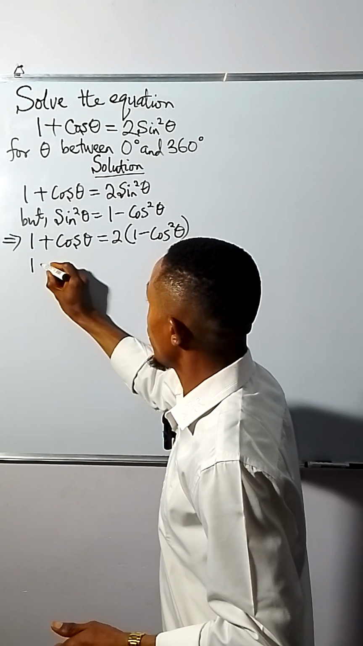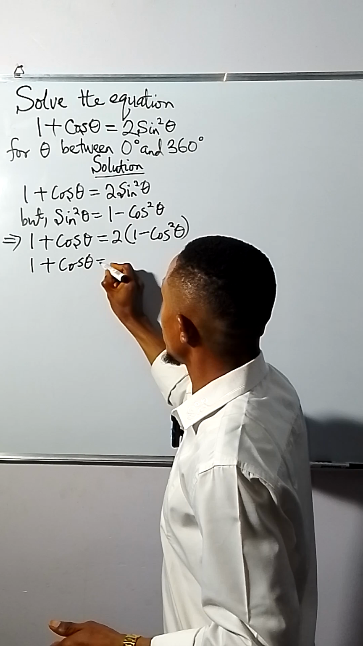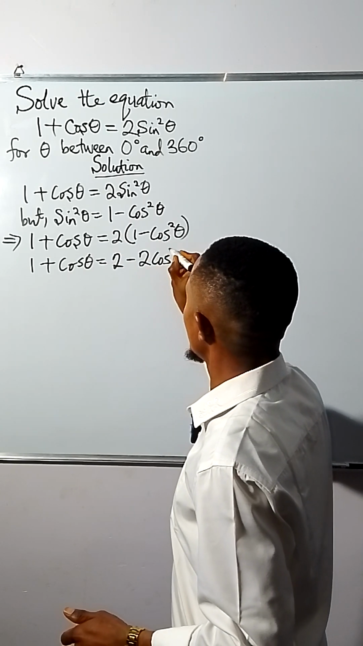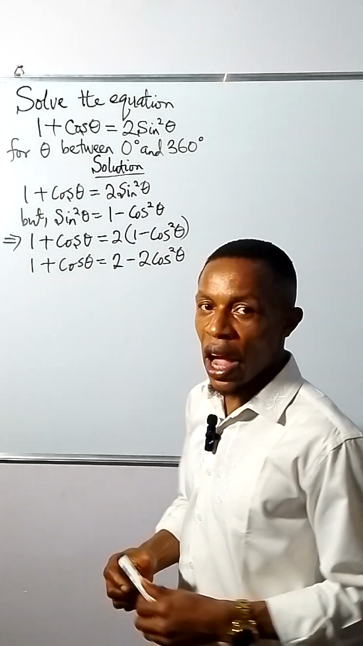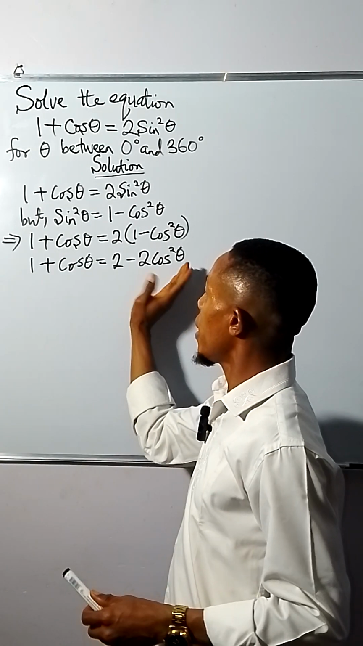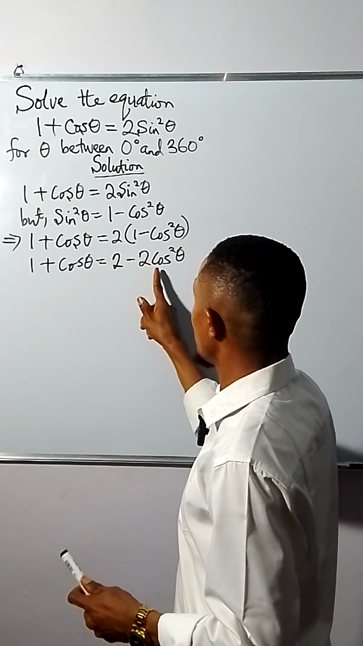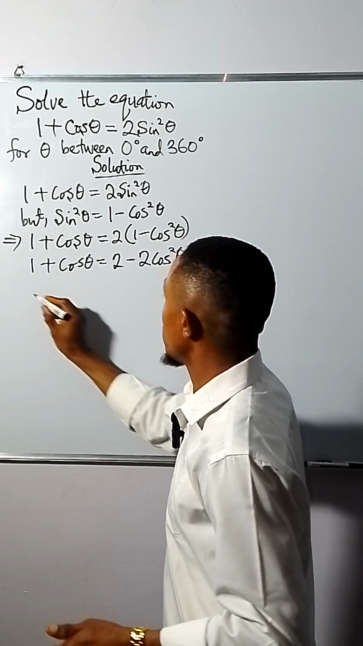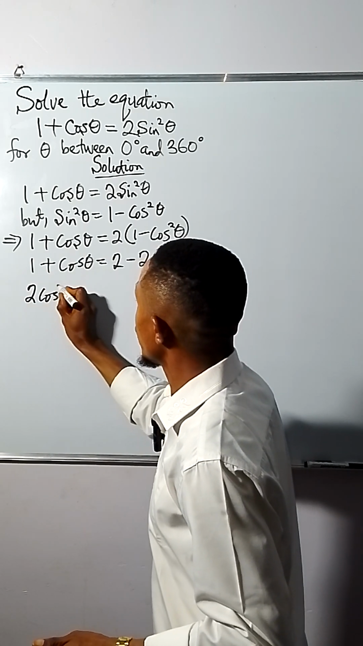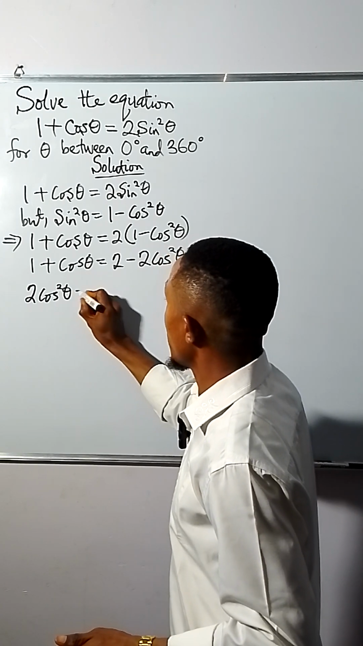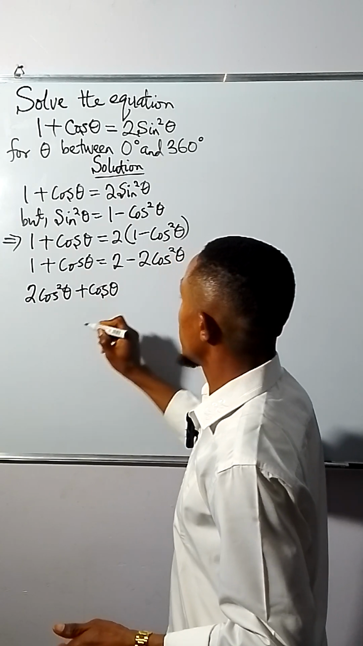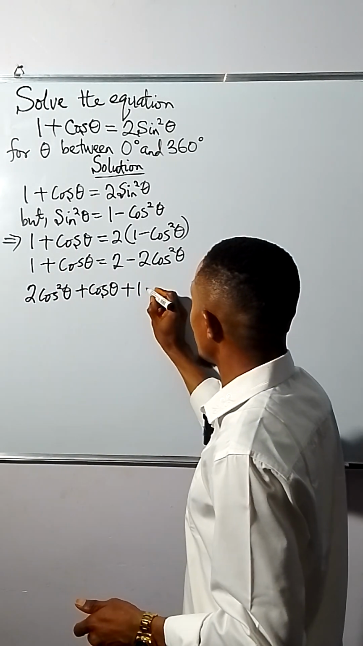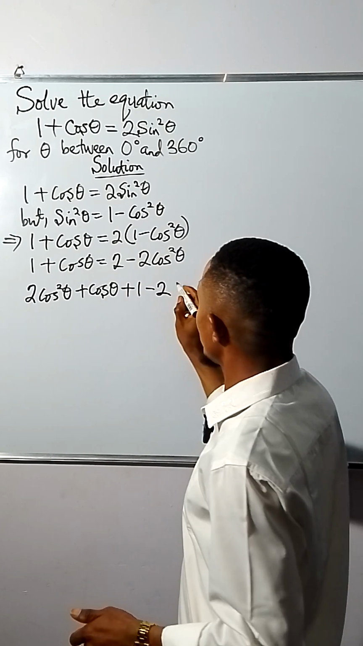So I will open the bracket in the next step. I have 1 plus cos theta is equal to 2 times 1, which is 2, minus 2 cos squared theta. I'll take everything to the left hand side. So let this cross over. This is negative; when it crosses over, it becomes positive. So we have 2 cos squared theta, plus cos theta plus cos theta, 1 plus 1, then plus 2 will cross over and become minus 2. Nothing is left here, so equal to 0.